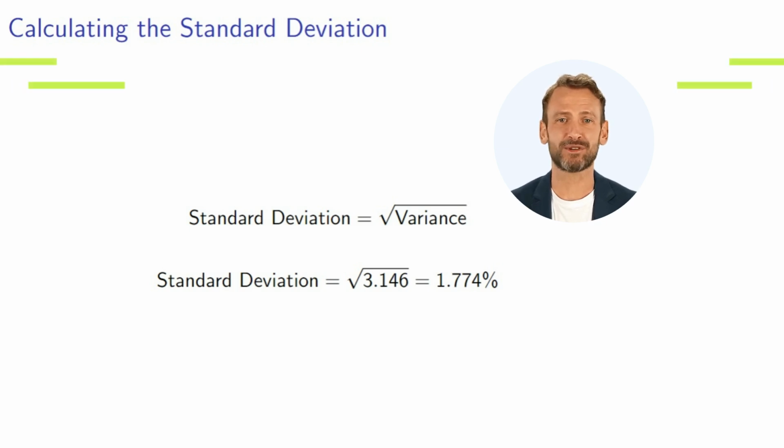Finally, to get the standard deviation, we take the square root of the variance. So, the standard deviation is the square root of 3.146, which is 1.774%. And there you have it. The standard deviation of the monthly returns for Tech Innovators, Inc. is 1.774%. This tells us that, on average, the monthly returns deviate from the average return by approximately 1.774%.